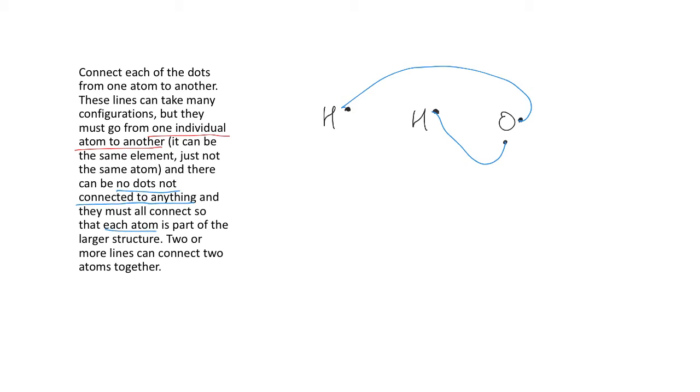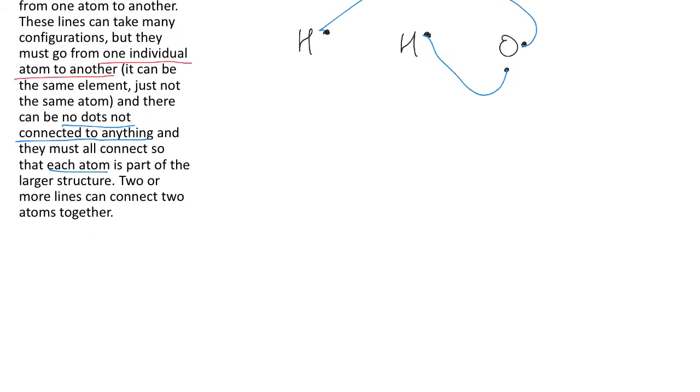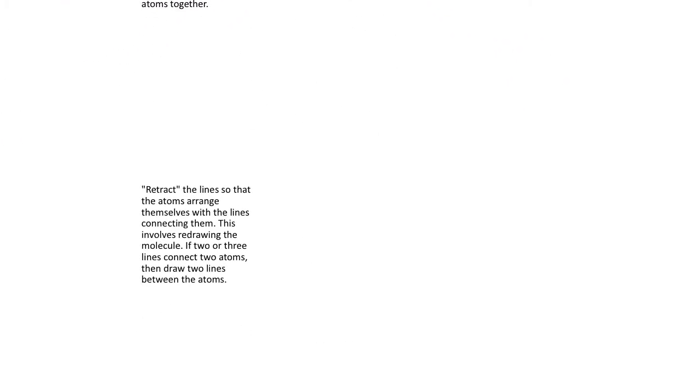And each atom is part of a larger structure. So this hydrogen here is connected to this hydrogen here via that thing there, and then through there. So they're all connected together. Two more lines can connect the atoms together, but we don't have any examples of that, so we have to see where we go.